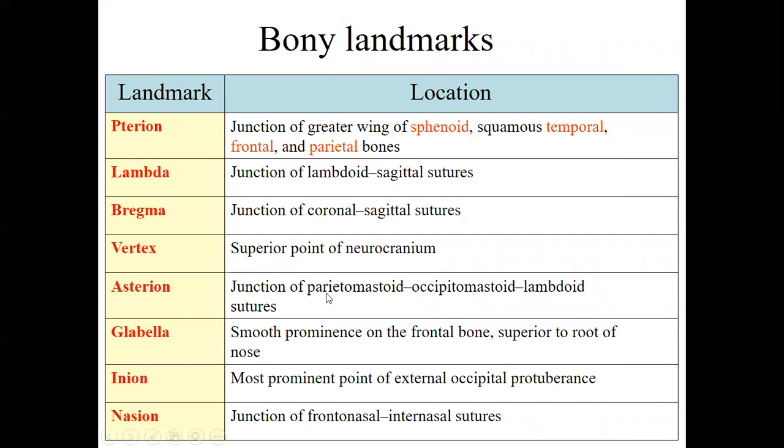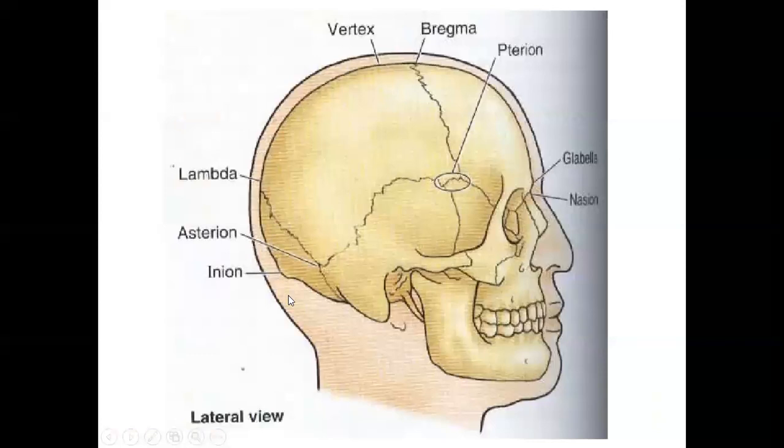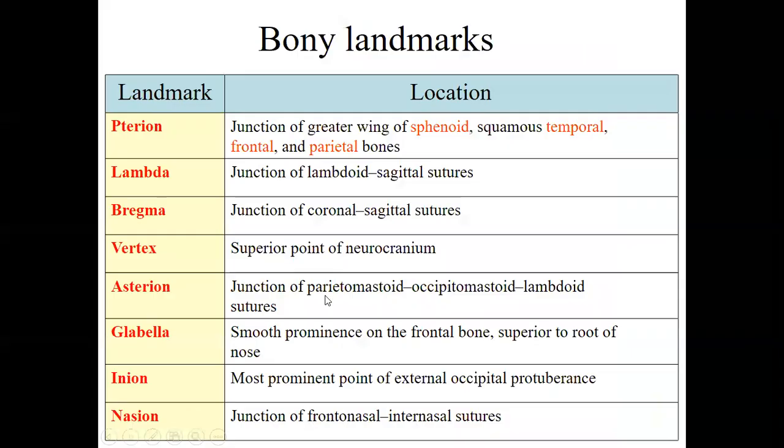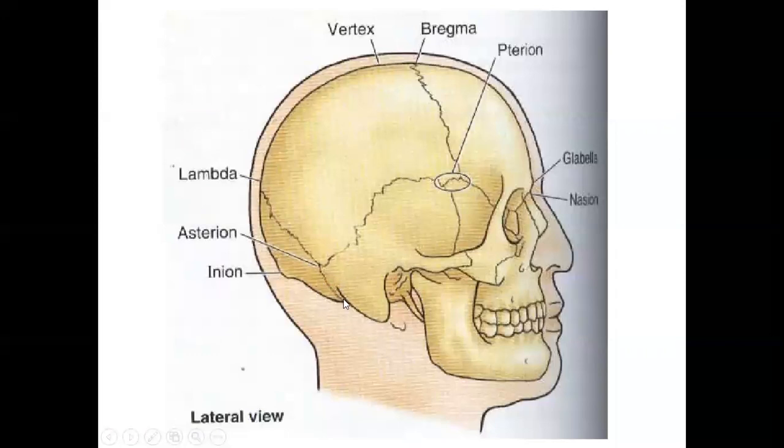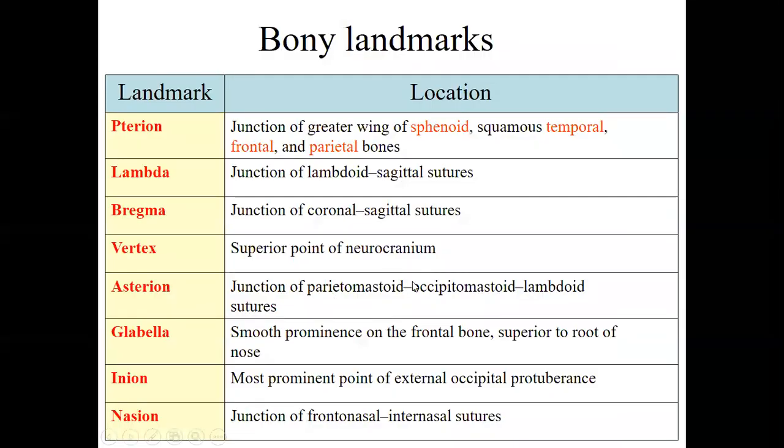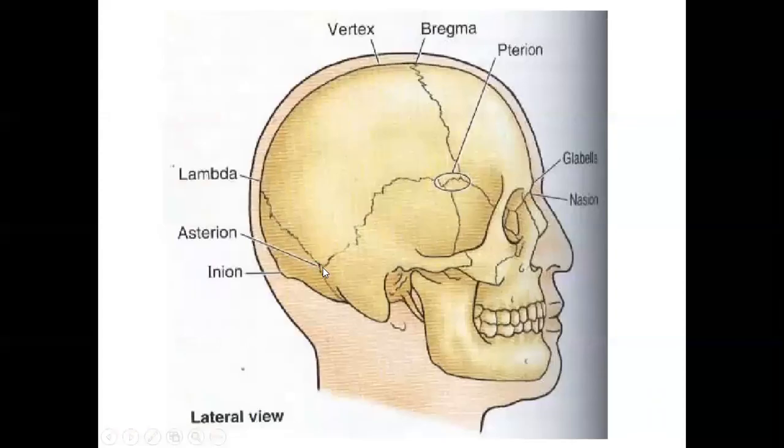It's a junction of the parietomastoid, occipitomastoid, and lambdoid suture. Okay, a junction between the parietomastoid, between the lambdoid suture, okay, parietomastoid, and also the occipitomastoid suture. Okay, these are the three sutures: lambdoid, parietomastoid, and also the occipitomastoid. So you can see here, that is the asterion. Okay.